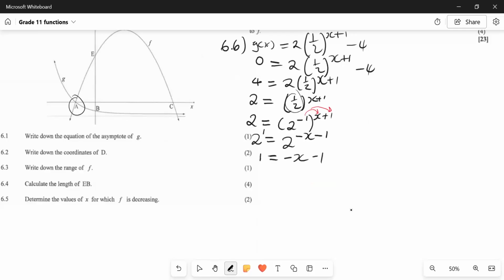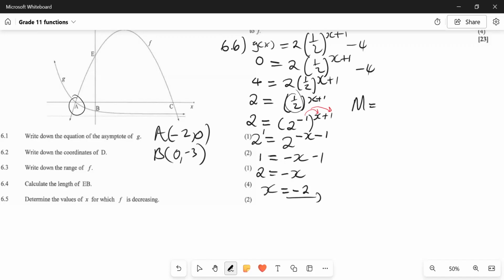And then next from here, you can just transpose. So transpose 1, it becomes 2. This is negative x. Divide both sides by negative 1, and then we get negative 2. So your x is negative 2. So for point A, now you'll have your A as negative 2, 0. We've already got our B as 0, negative 3. Now let's get our average gradient.